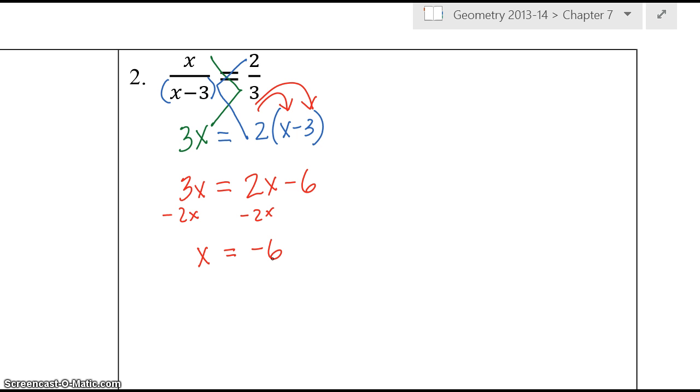So, is it okay to get positive numbers? Yes. Is it okay to get negative numbers? Yes. Is it okay to get fractions? Yes. Just leave them as fractions. Okay? No need to do decimals or anything like that. Questions?